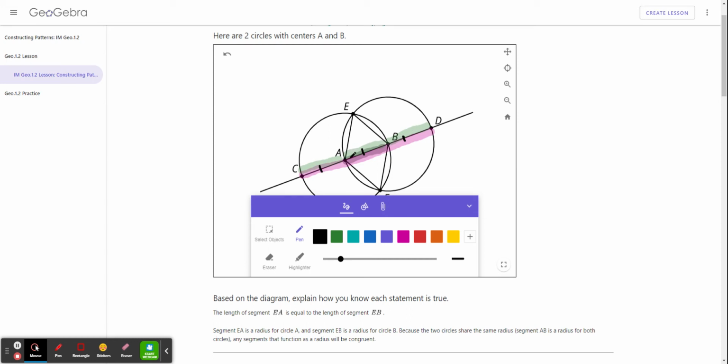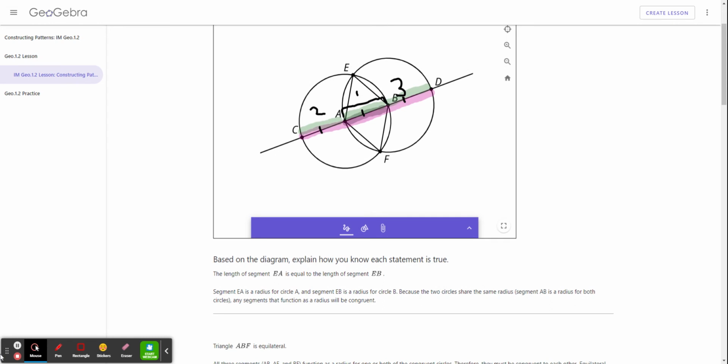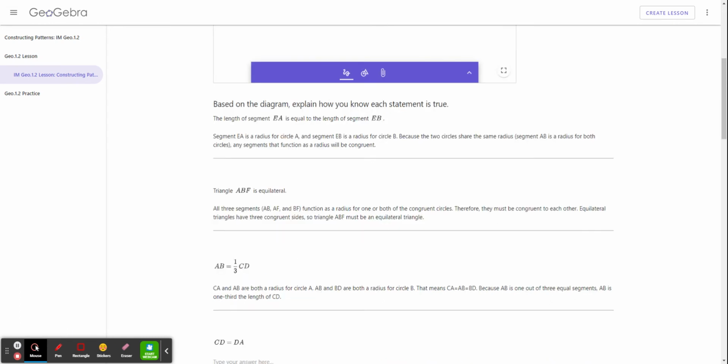So if I'm just looking at one of those segments, AB, that's 1 out of 1, 2, 3 segments. So 1 out of 3 is 1/3. So AB is 1/3 of the length of CD. Okay, so CA and AB are both a radius for circle A. AB and BD are both a radius for circle B. That means CA is equal to AB is equal to BD. Because AB is 1 out of 3 equal segments, AB is 1/3 the length of CD.